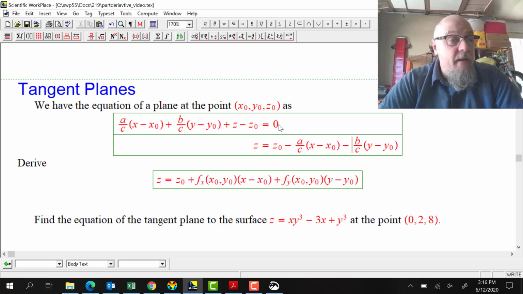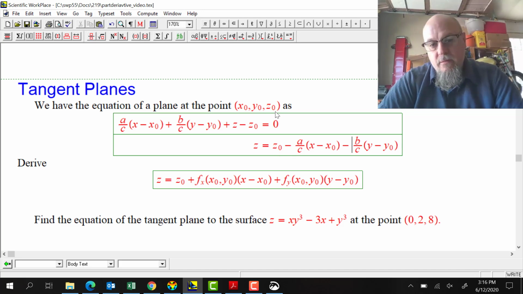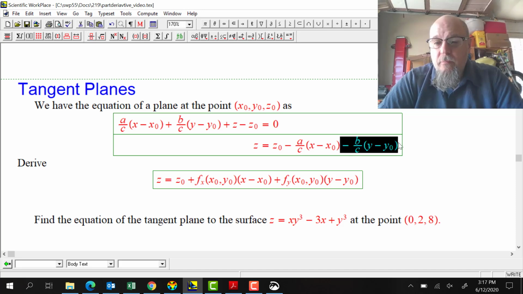So I could write a plane as a multivariable function. Plug in an x, plug in a y. Remember, a over c and b over c are just numbers. z naught is a number, the z value of the point that the plane goes through. Likewise, x naught and y naught are all numbers. So this is written as a function of x and y. It's a plane. If I were to take the derivative of this function with respect to x, this whole piece would disappear.